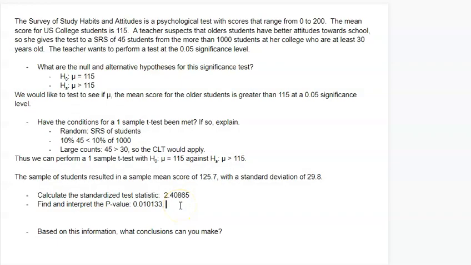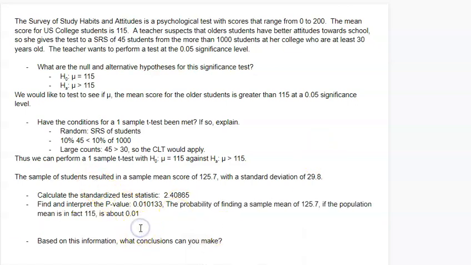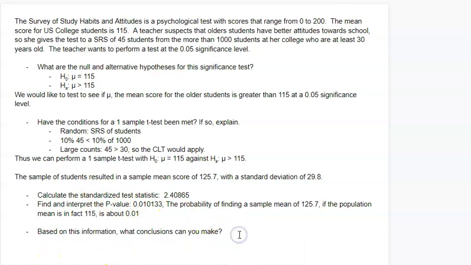And of course we need to interpret that. So we're done with the calculations. Now, based on this information, what conclusions can we draw? Well, our significance level was 0.05, so all we have to do here is ask whether the p-value is less than our significance level. And of course it is.